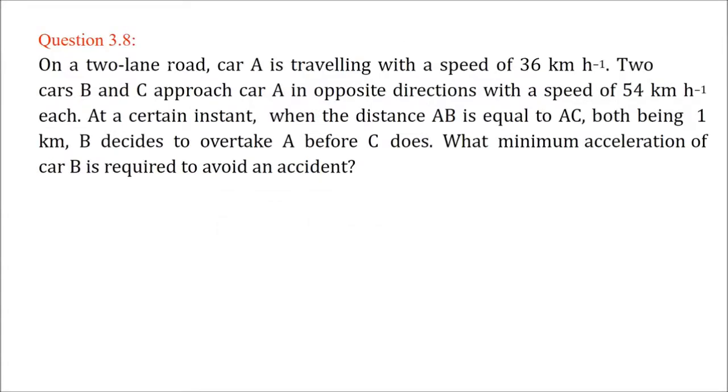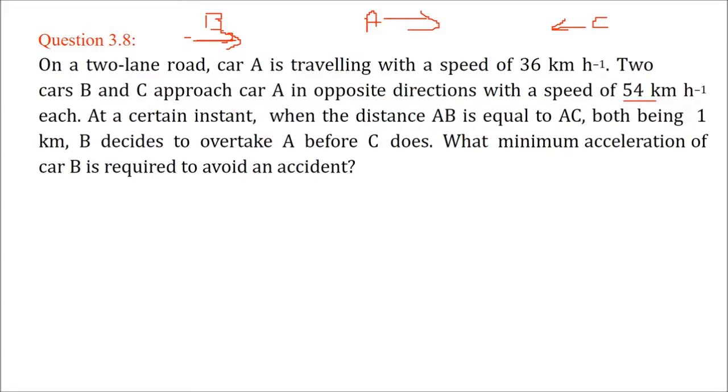On a two-lane road, car A is traveling with a speed of 36 km an hour. Two cars B and C approach A in opposite direction. So A is here. Say B is coming from this side and C is coming from this side. And say A is moving like this. A and B are in the same direction. C is in this direction. The speed of these two, B and C, is given as 54 km an hour.